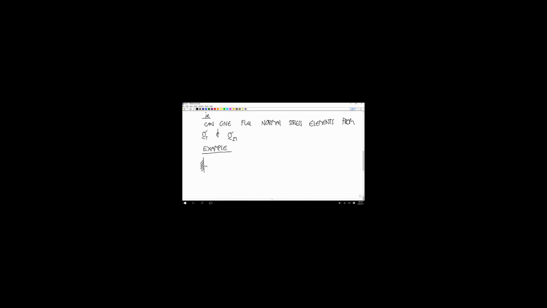So let's say we have a cantilever beam, and we have a force of 1500 newtons and a couple of 200 newton meters. Our coordinate system is going to be x along the beam, y up, z out towards us, and the cross section.